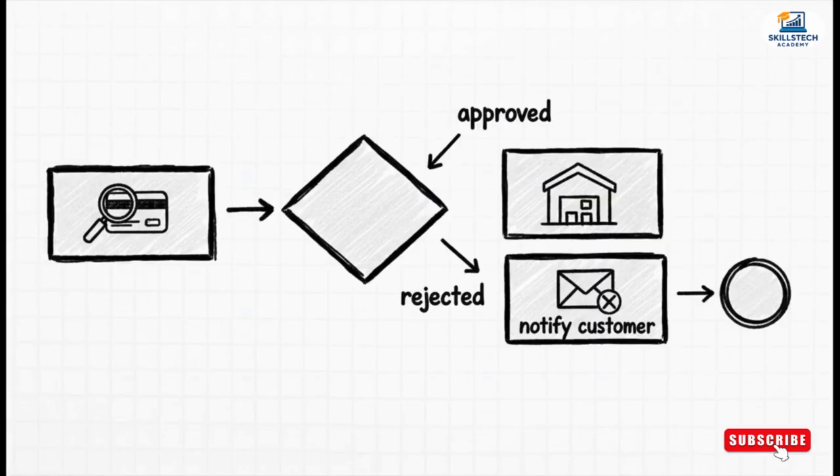Now let's add a decision. Right after the sales team verifies the payment, we'll drop in an exclusive gateway. If the payment is approved, the sequence flow continues on its merry way to the warehouse. But if it's rejected, the flow goes down a completely different path, maybe to an activity called Notify Customer of Failure, and then straight to an end event.